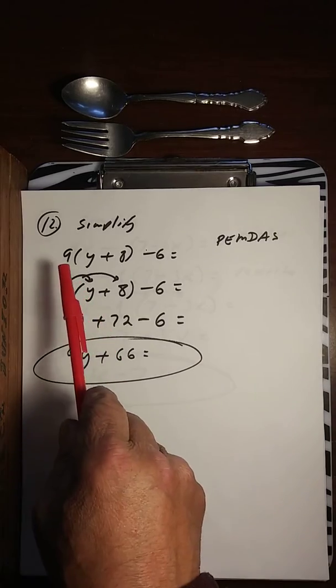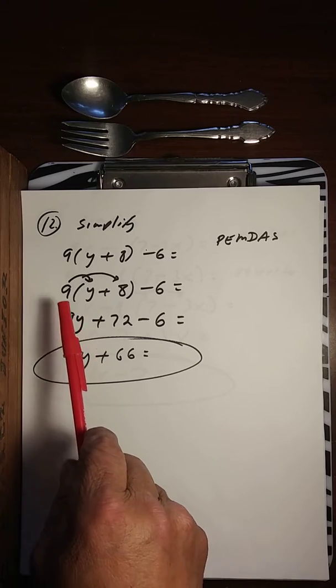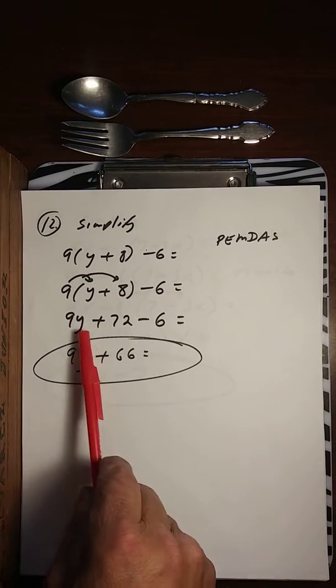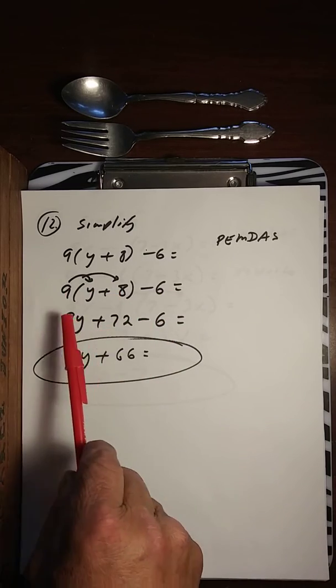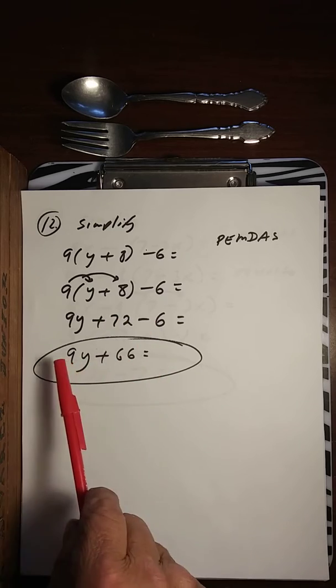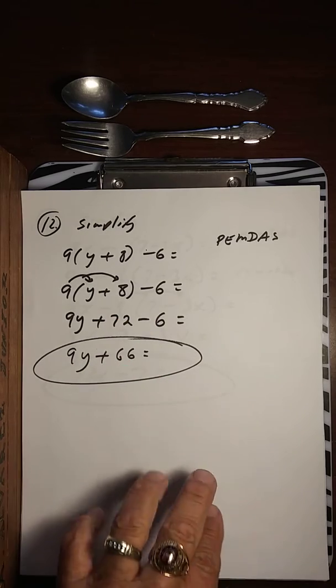Simplify. So do parentheses stuff first. 9 times y is 9y. 9 times 8 is 72. Minus 6. And we can put these numbers together. So 9y, this and this will be 9y plus 66.